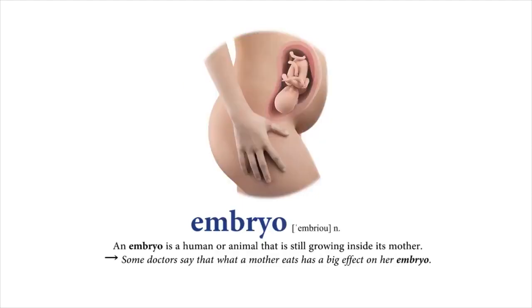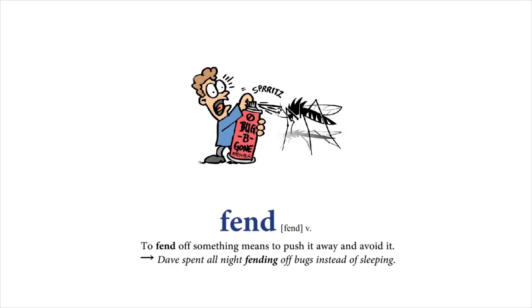Embryo. An embryo is a human or animal that is still growing inside its mother. Some doctors say that what a mother eats has a big effect on her embryo. Fend. To fend off something means to push it away and avoid it. Dave spent all night fending off bugs instead of sleeping.